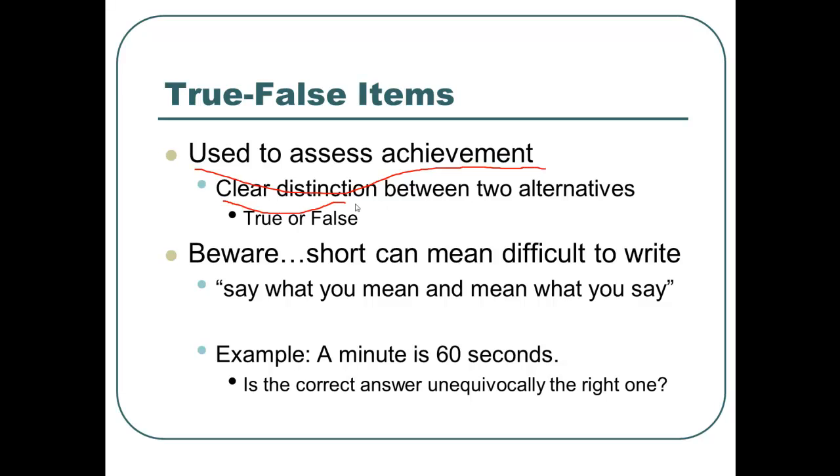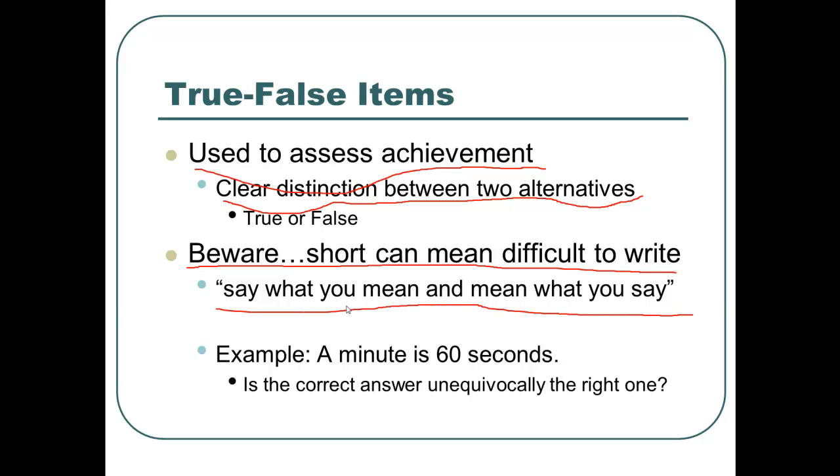Our students are asked to draw a clear distinction between two alternatives, whether the statement is right or wrong, true or false. Now, we want to be careful, because even though we can come up with short sentences, they still may be fairly difficult for us to write and say what we mean and mean what we say. That's the operative approach here.